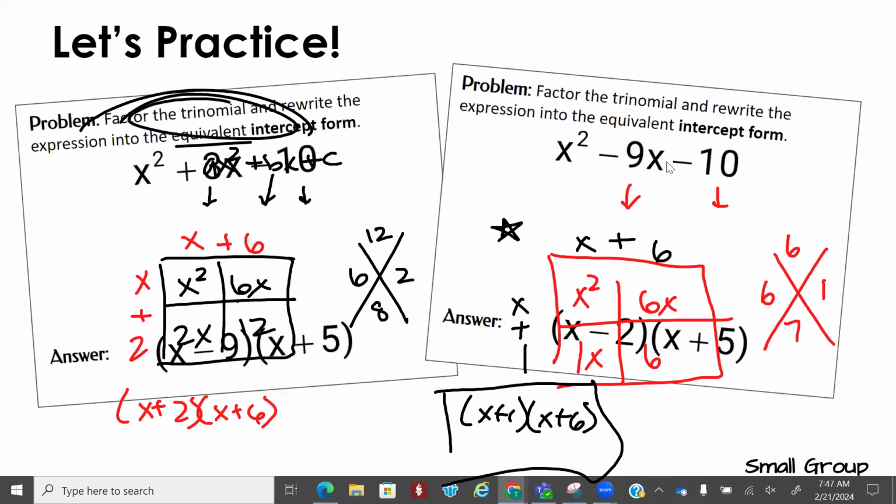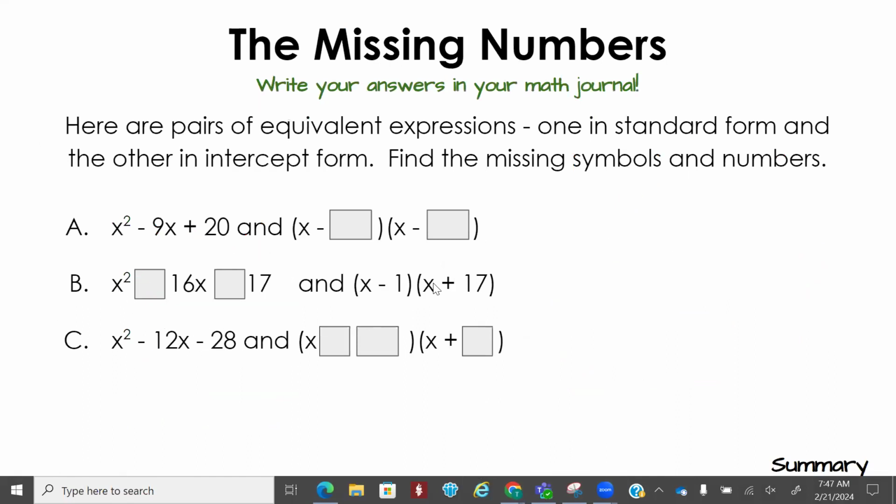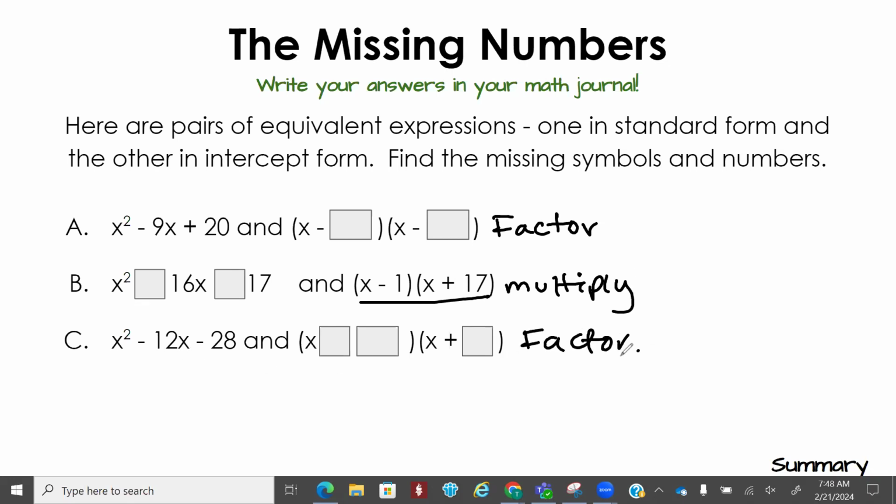Okay. All right, go ahead and skip to this page. I think this is on there. Should be like the last page. On here, what I want you to do, on part A, I want you to factor. So that's what we've been working on today. Part B, I want you to multiply this guy to fill in those boxes. And then C, you're going to factor, which is what we were working on today. So A we factor, B we multiply, and then C we factor again.